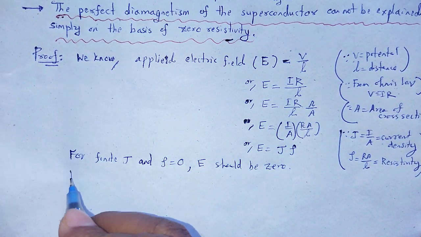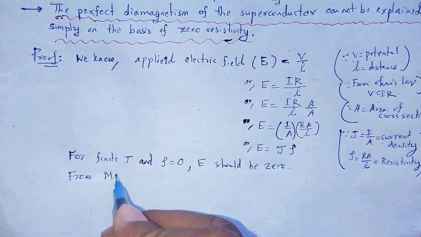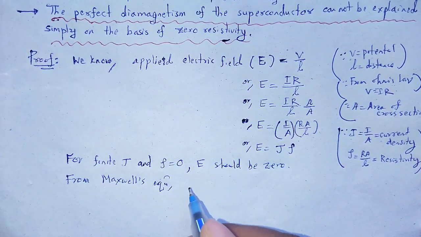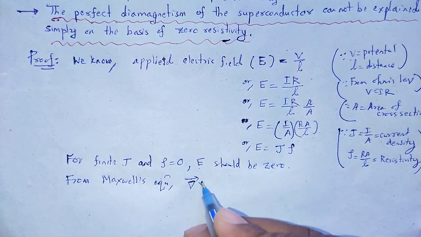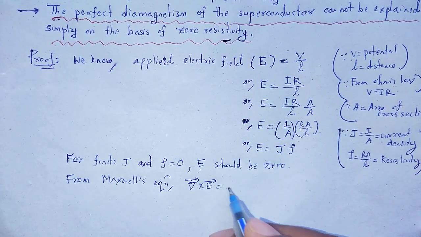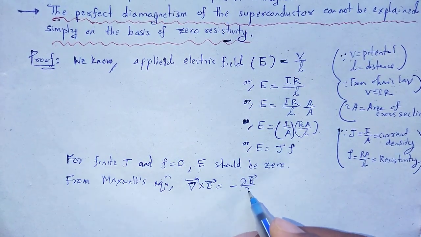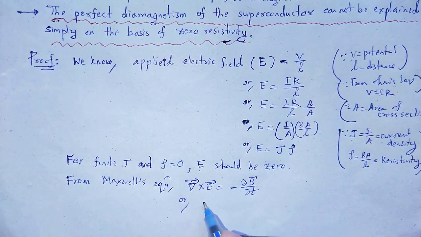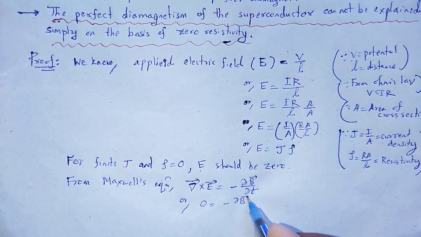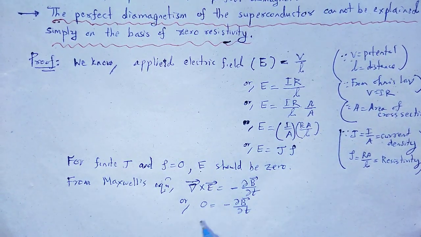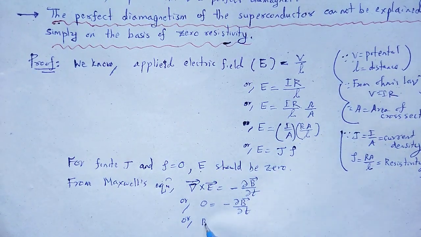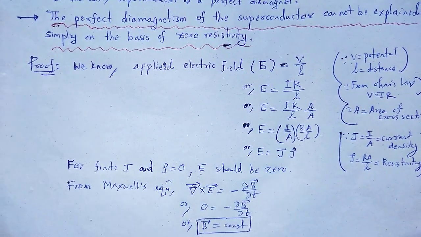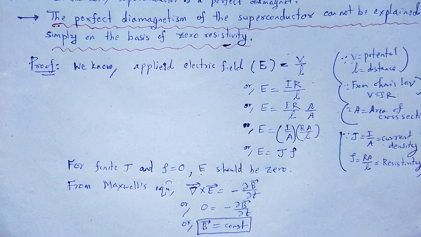From Maxwell's equations, the curl of electric field, grad cross E, is equal to minus del B by del t. Here E is 0, therefore 0 is equal to minus del B by del t. Its differentiation is 0. Therefore, B is constant.